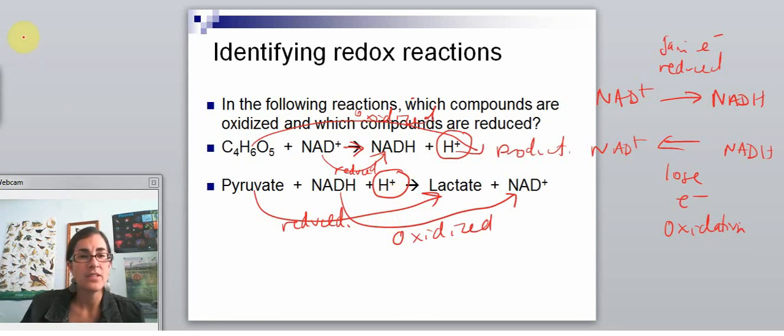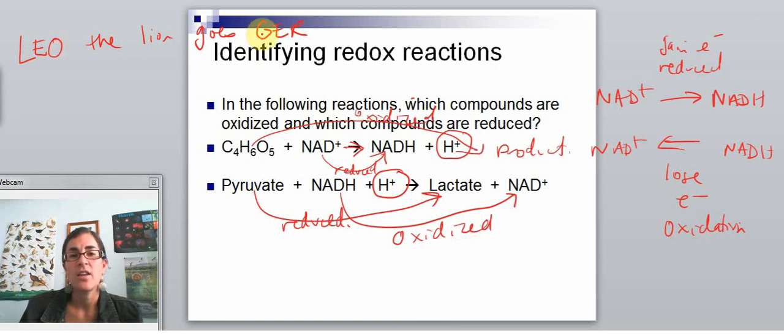The last thing I want to say about this is that sometimes people have a hard time remembering which one is which. This is kind of a silly little memorization device, but it's always worked for me, so I like to share it. Loss of an electron is an oxidation. Gain of an electron is a reduction. Leo the lion goes grr. Loss of an electron is an oxidation. Gain of an electron is a reduction. So hopefully that helps you remember these terms.